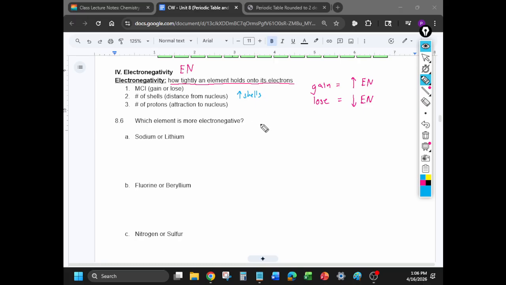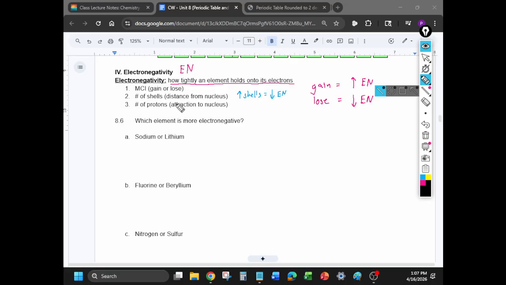I'm not holding on to it as tightly. But if I had the phone right here, super close to me, it's harder to take the phone away from me. So same thing with the electrons. If there are more shells, it's further away. So that means it's easier, which means it's going to decrease the electronegativity. More shells means lower electronegativity. And vice versa, obviously true as well. Fewer shells means it's closer, so stronger electronegativity.